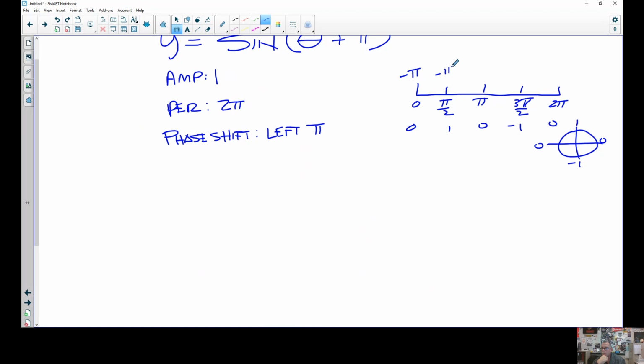This would be negative pi over 2, because we have pi over 2, or 1/2 pi, minus 1. 1/2 minus 1 is -1/2. Here we'd have 0. 3 pi over 2 minus 1 is going to give me pi over 2. 2 pi minus pi is just pi. All right, so that's what we're going to mark our grid with.